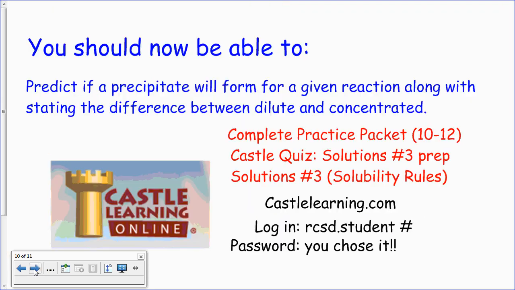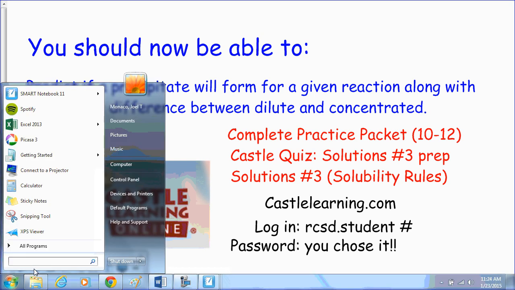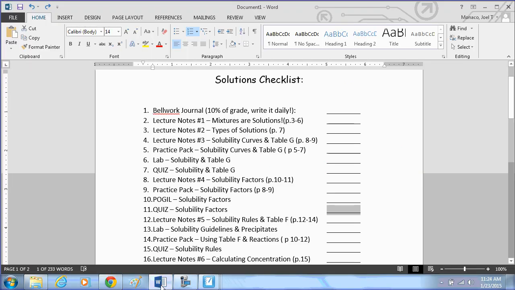Check them out. So this stuff is hard, using table F, so you got to put the time into practice packet pages 10, 11, and 12. There's also a prep for a quiz on Castle and a quiz on solubility rules on Castle. So at this point, you have to have the basics of how to use table F to at least begin to figure out how to do the double replacements and figure out if a precipitate is going to form. So check out your checklist. What did we just get done here?